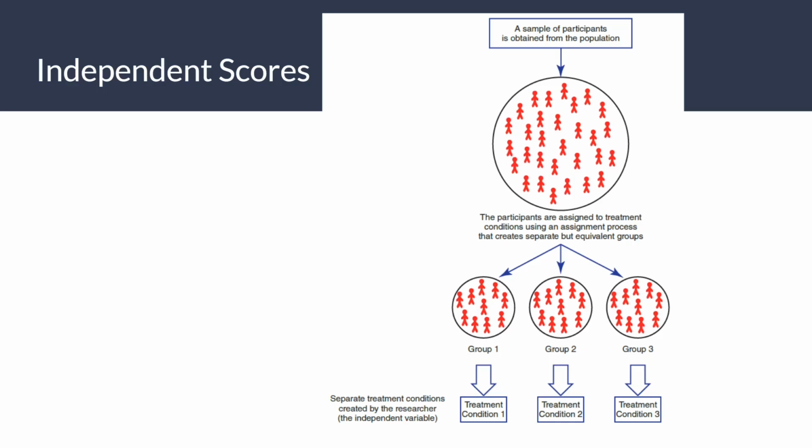So, why do we have three groups here in this sample? It's because group 1 will be exposed to treatment 1. For example, that's chocolate ice cream. Group 2 is the treatment 2, that would be mango ice cream. And group 3 is the treatment condition 3, which can be vanilla ice cream.